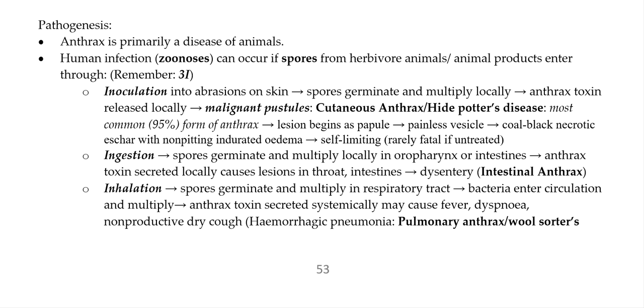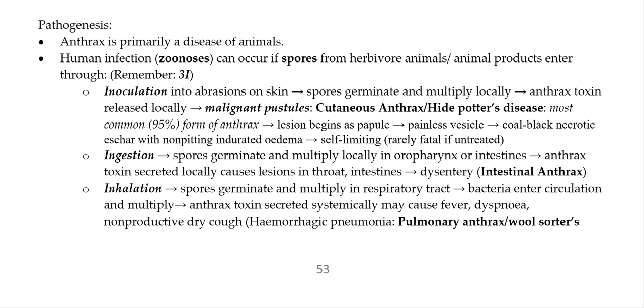What happens if it is ingested? If spores are ingested, they germinate and multiply locally in the oropharynx and intestine. The anthrax toxin causes lesions in the throat as well as the intestine. So it may cause dysentery, that is hemorrhagic diarrhea. So it is intestinal anthrax.